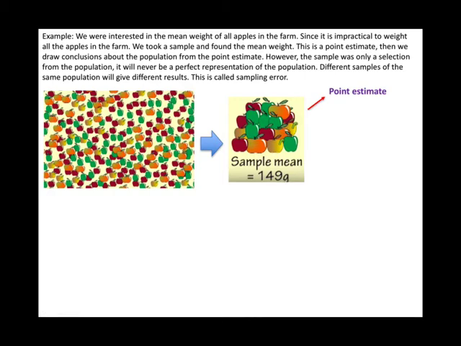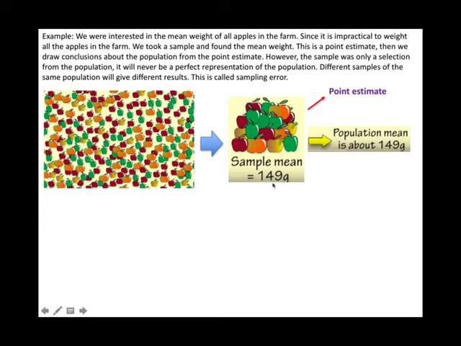We call this the point estimate, right? This is one single value. We use the sample mean to approximate that the population mean is about 149 grams. This is the idea from chapter 3: we take a sample, use the formula, find the sample mean, call it the point estimate, and use it to approximate the population mean.